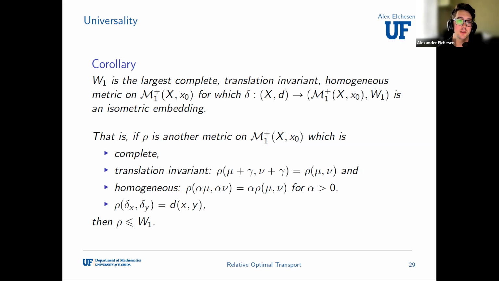So in other words, if we have another metric on the space of measures which is complete and translation invariant, that just means if I do mu plus gamma, nu plus gamma, and take the distance, that's the same as the distance between mu and nu. Homogeneous just means that I can multiply by positive constants and pull that out. And isometric embedding just means that the distance between the Dirac centered at x and y is the same as the original metric that you started with. So if rho is a metric that satisfies all those things, then it's less than or equal to the one relative Wasserstein distance. So this gives a complete characterization of the one Wasserstein distance.